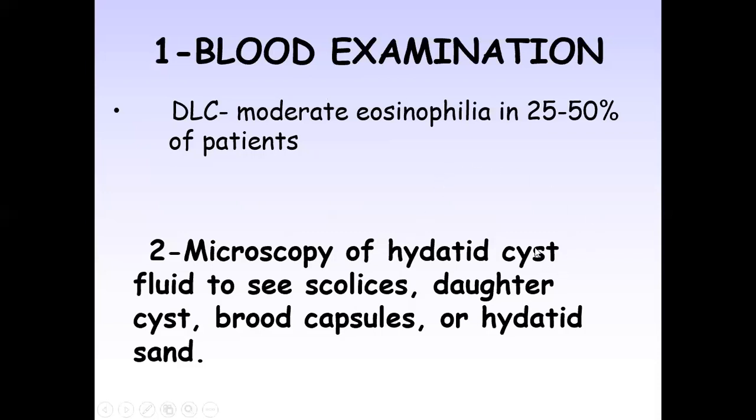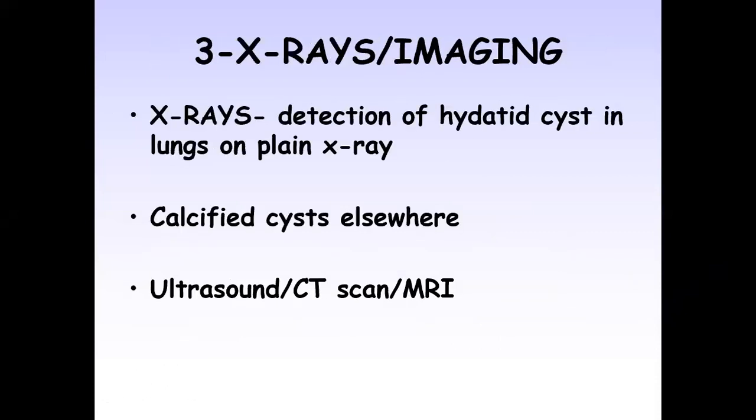Then we can take out the hydatid cyst and we can examine the fluid to see the presence of the scolices, the daughter cysts, the brood capsules, and the hydatid sand. So all of them will give us an idea about the presence of the cyst.